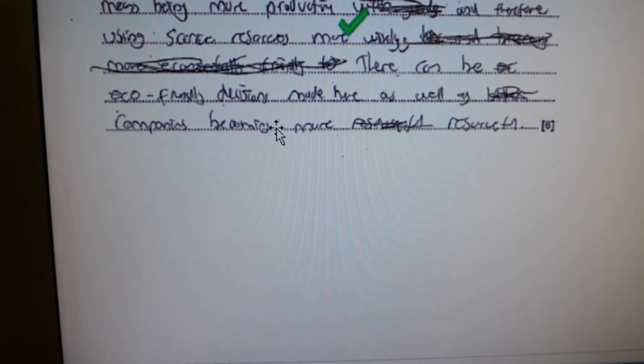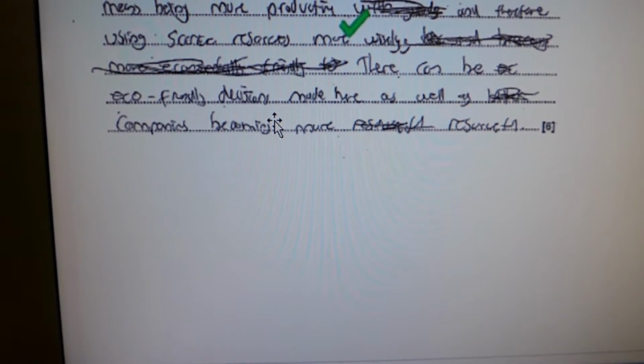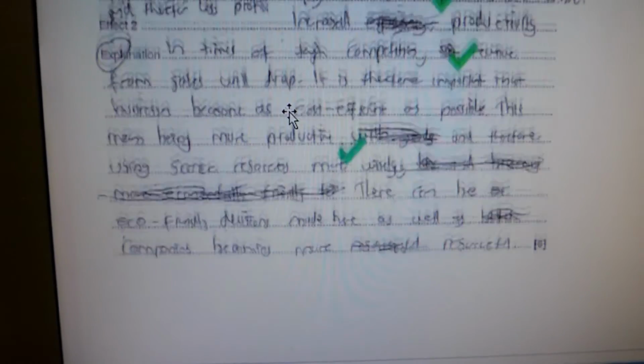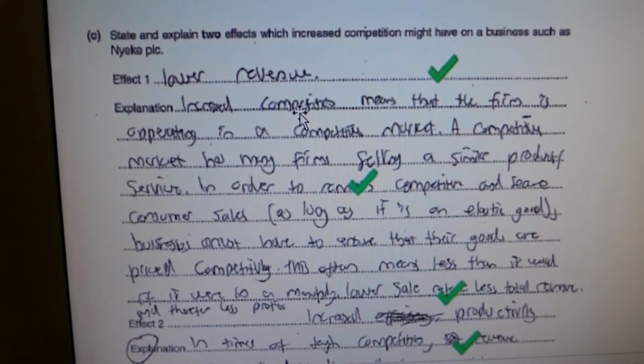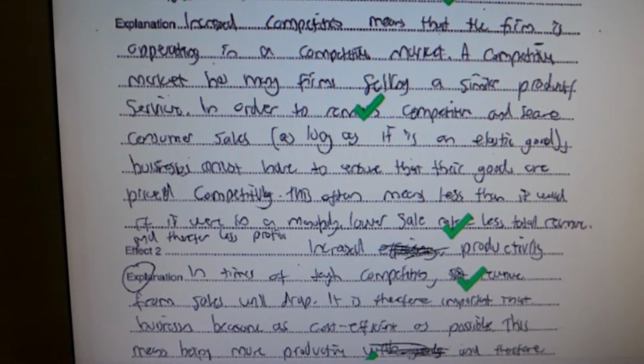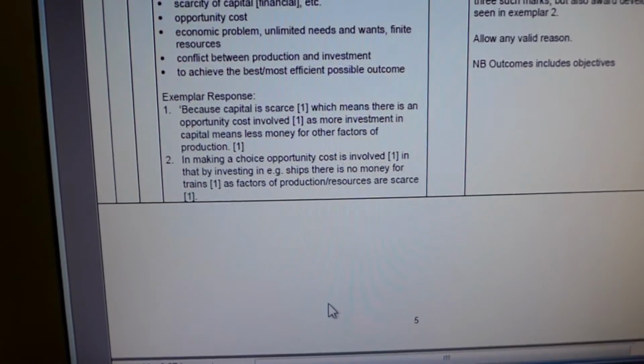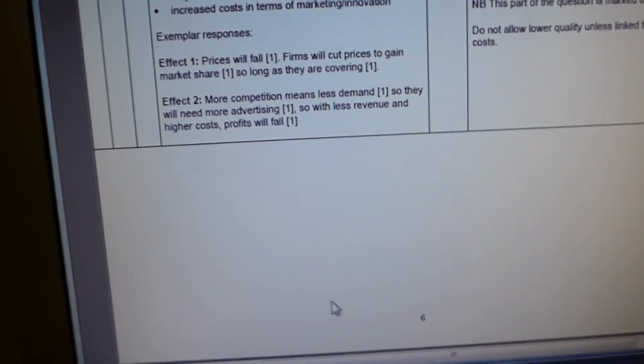There can be eco-friendly divisions, etc., etc. So they've already got the marks on that one. So that's a 3 plus 3. The mark scheme identifies a number of different factors you could have identified there.